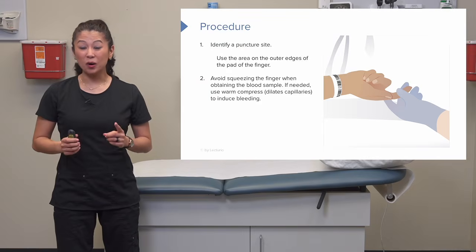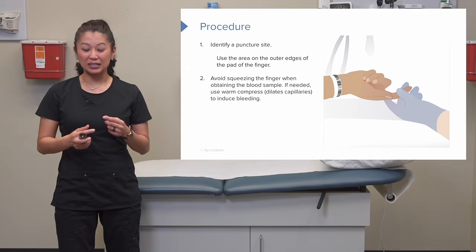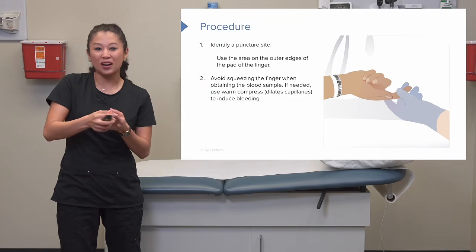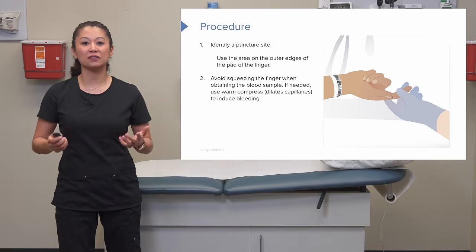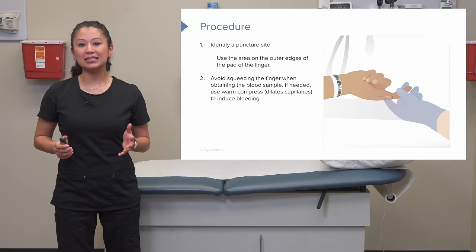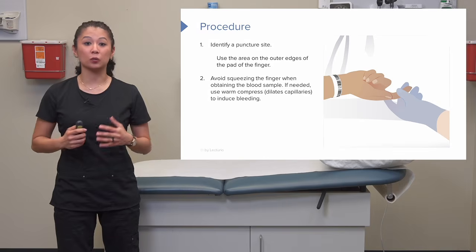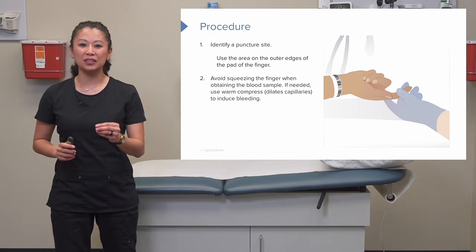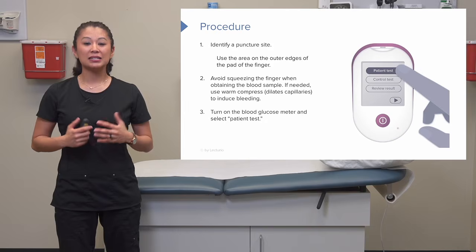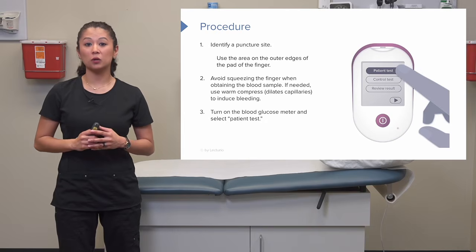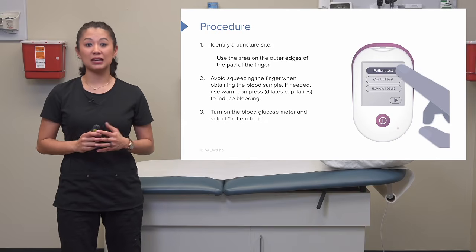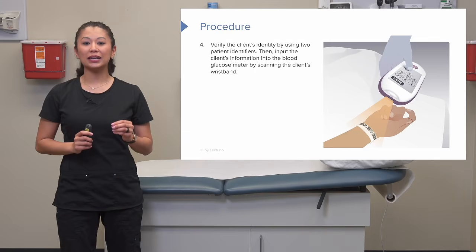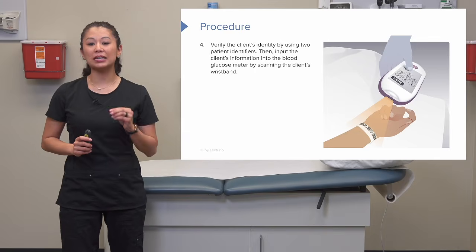Now, what we don't want to do, and you may see in practice, is squeeze really hard when we're talking about identifying a puncture site. That's not ideal because we can skew the results this way. So if at all possible, try to avoid squeezing the finger tightly. Now we can go ahead and turn on that blood glucose meter and select the client test. Then we're going to input the client's information into the meter.